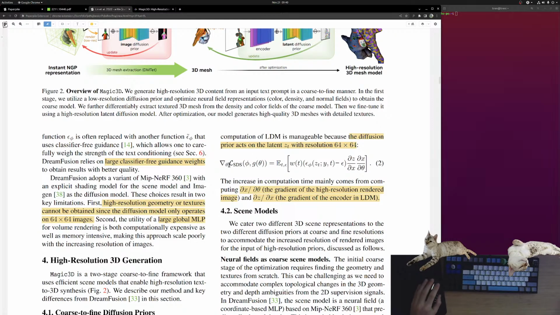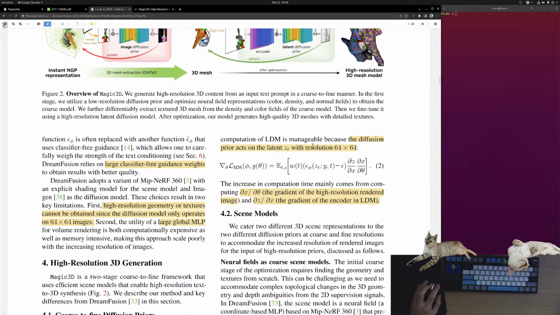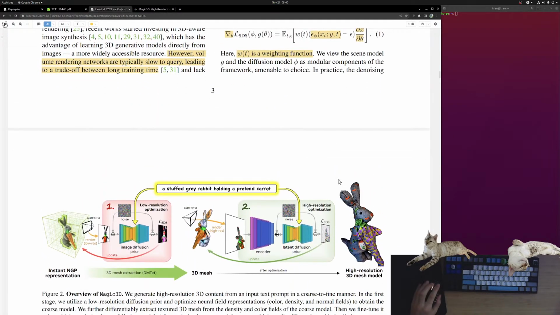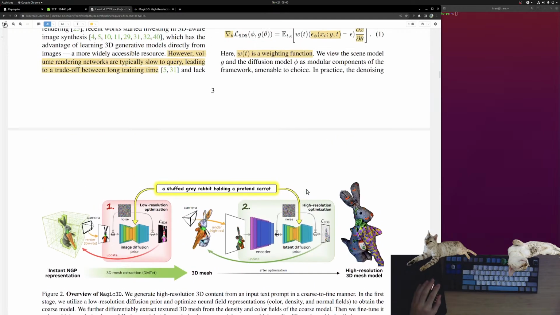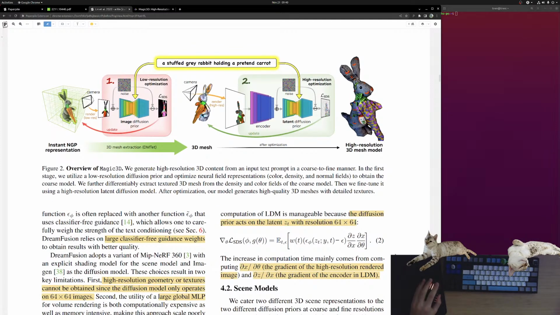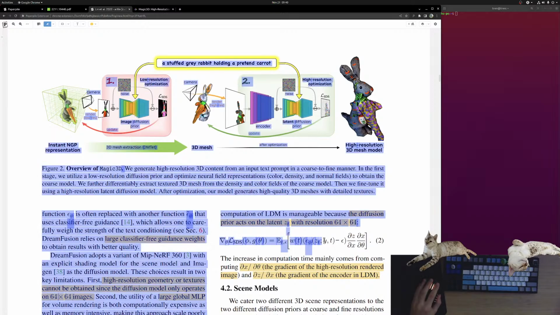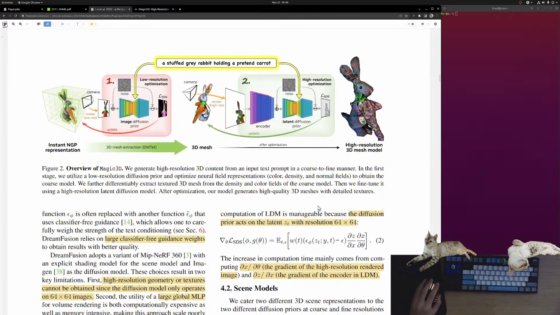Okay, this is the same function as we had before. What is really the difference here? Yeah, basically this is the same exact function as before, except now we're replacing the image x sub t with the latent z sub t.